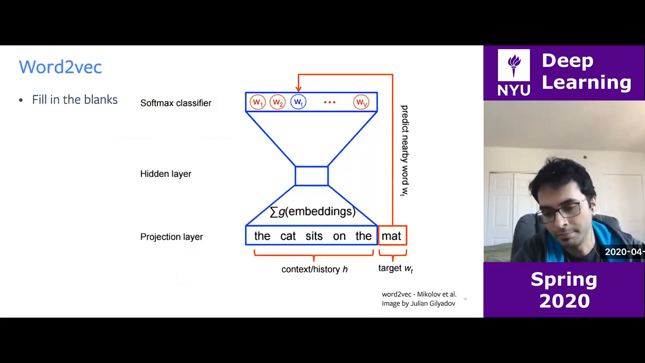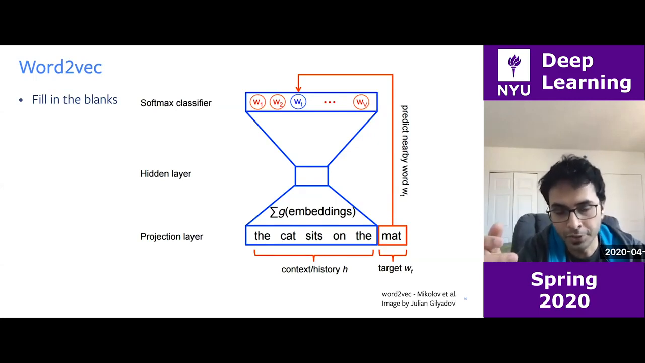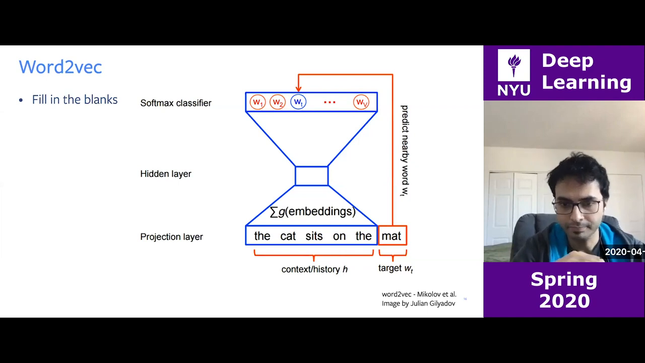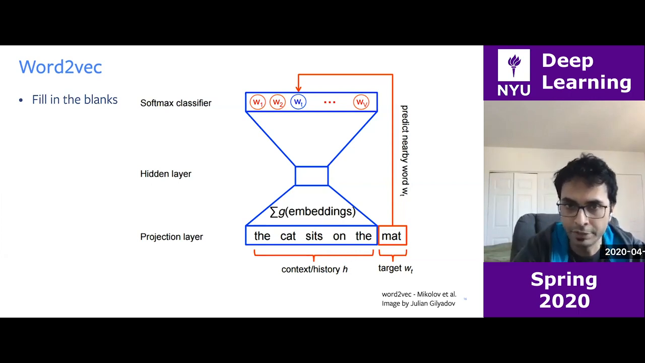So some very standard and successful examples of this are the word-to-vec model, where, given a sentence, for example, "the cat sits on the mat," you're given a part of the sentence that you observe, which in this case is labeled as the context or the history. And then you have a part of the sentence, a word in this case, which is not observed, which you hide from the model.